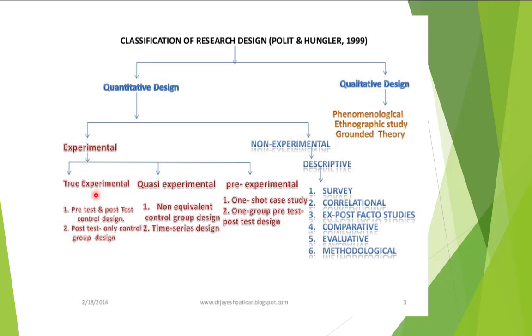So the true experimental is further divided into pre-test and post-test control designs, and post-test only control group design. And for the quasi-experimental, it could be non-equivalent control group design or time series design. For the pre-experimental, it could be one-shot case study or one group pre-test, post-test design.